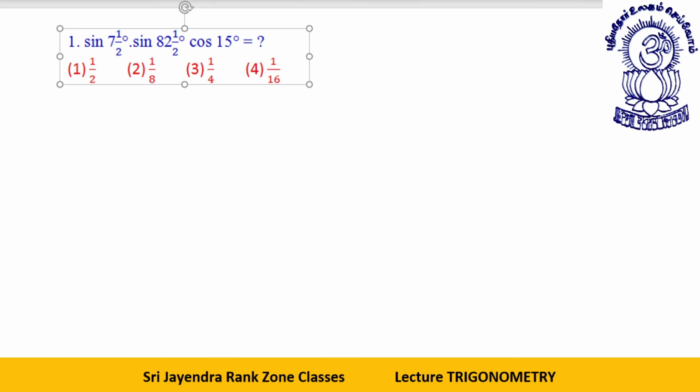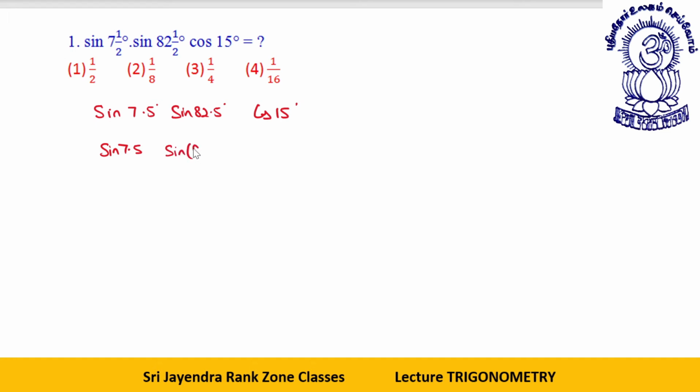This is the first question we have. The question is sine 7.5 degree, sine 82.5 degree, and cos 15 degree. Okay, so what I'll do, I'll multiply this thing by 2. But before that, this is sine 7.5 degree. This I can write as sine 82.5, which is 90 minus 7.5 degree, into cos 15 degree.